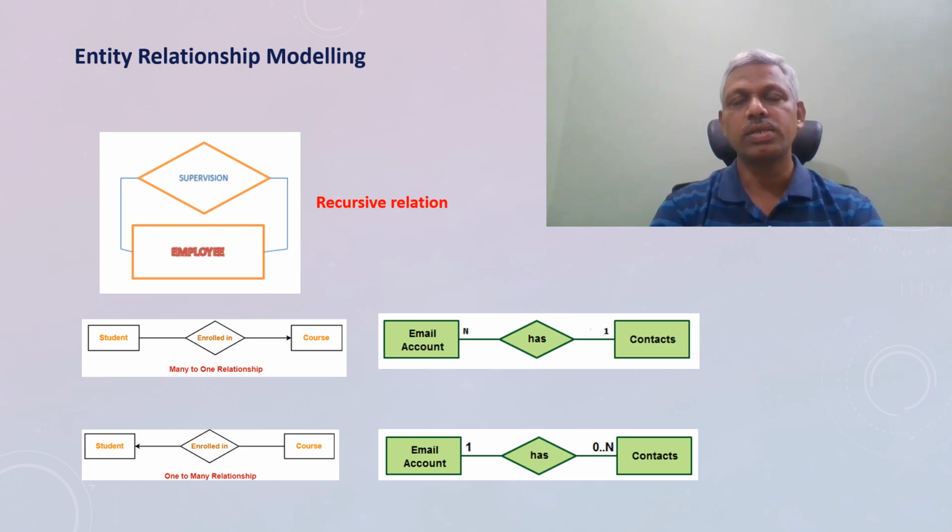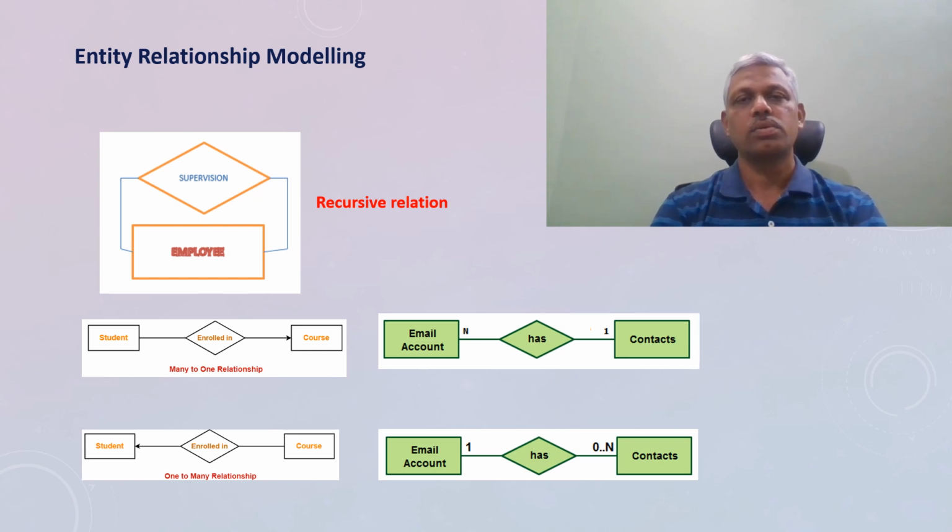Such a relationship has to be established among the employees in the same set. Otherwise, if it has to be represented in the form of two objects, then duplication may arise. So such types of relations are called recursive relations.